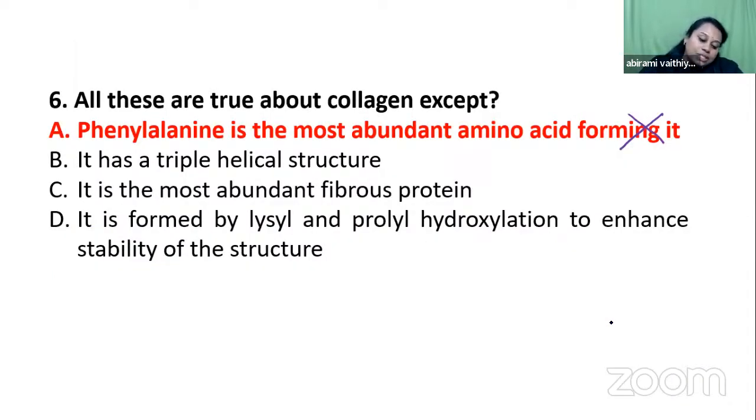What about the other options? It has a triple helical structure. Yes, collagen has triple helical structure. It's the most abundant fibrous protein. Yes, it is formed by lysyl and prolyl hydroxylation to enhance stability of the structure.